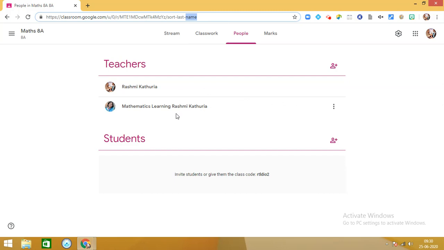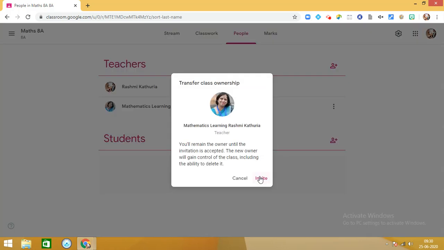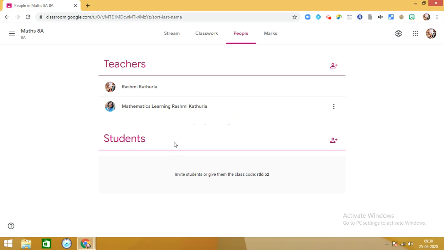At present, there is one teacher, and you see these three dots? These three dots are in front of the other teacher who was invited to this class for co-teaching. Now you see the first teacher, the three dots are not there because that teacher is the owner of this class. So now to transfer the ownership rights, click on the three dots and make the other teacher who has joined the class for co-teaching the owner. So again, the invitation will go to the email ID.